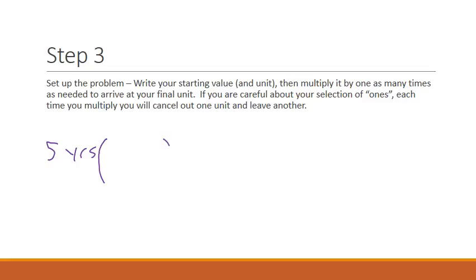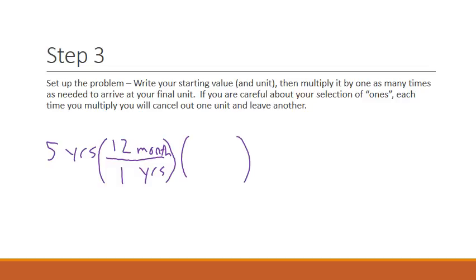The first thing I want to do is come up with a value of 1 that lets me cancel out the years. So I'm going to put years on the bottom because I want to cancel the years on the top, and I want to turn it into months because that's the exchange that I know. After I put in those values, I know that 1 year is equal to 12 months.